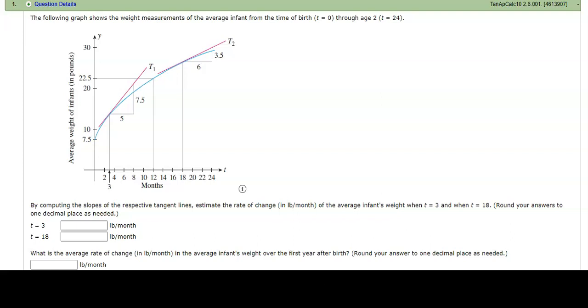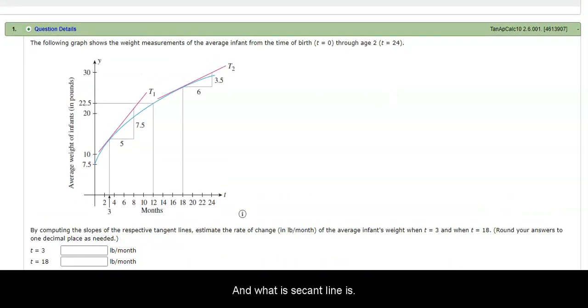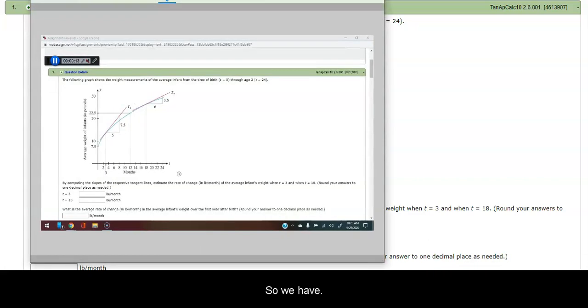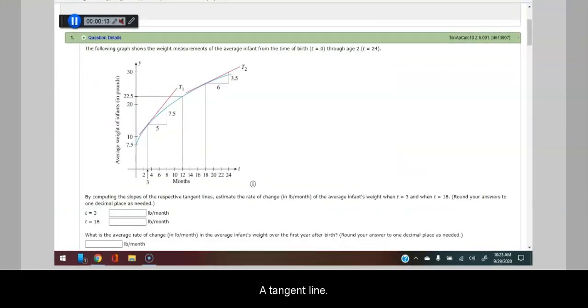So we're going to practice, and we're going to review real quick what a tangent line is and what a secant line is. So hang on, I have to do my little pin. All right, so we have a tangent line.